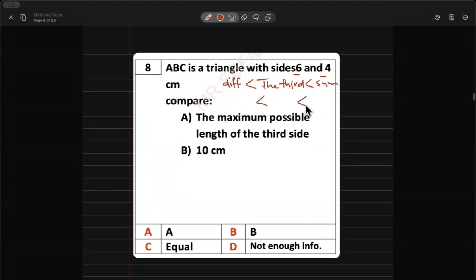So the third lies between the sum, which is 6 plus 4, which equals 10, and the difference, which is 6 minus 4, which equals 2. So it will be 2, 3, 4, 5 till you reach 9. This is the maximum value or possible length of the third side. So we compare it with B, which is 10. So 10 is greater, which is B.